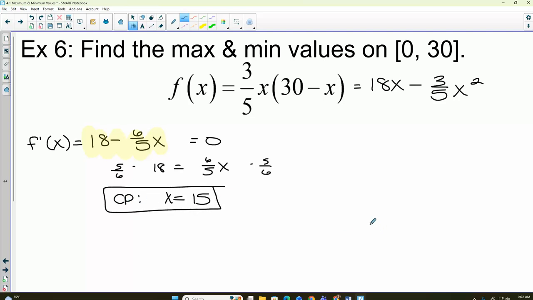So then how do we find the max and min? We have to do both endpoints, 0, 30, and then our critical point 15. We're putting them into our original. I'll put in 0. Somebody plug in 15, someone else plug in 30. Actually, I'll do 30. Those are both easy. If you guys plug in 15, tell me what you get.